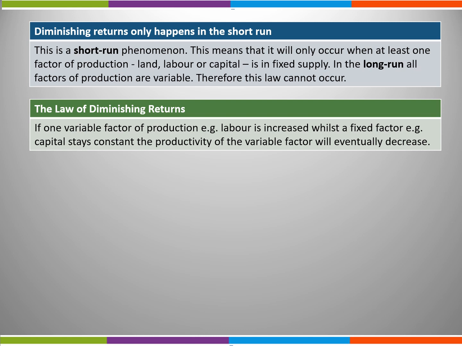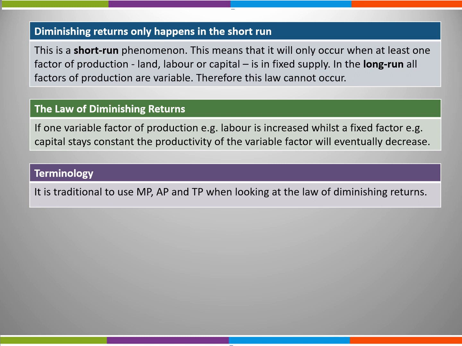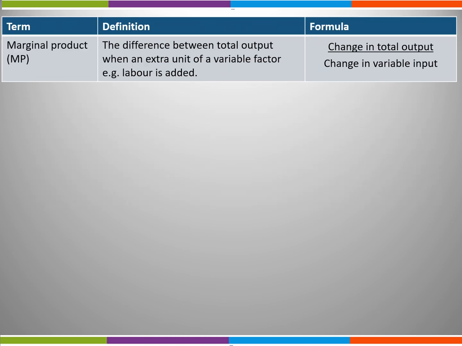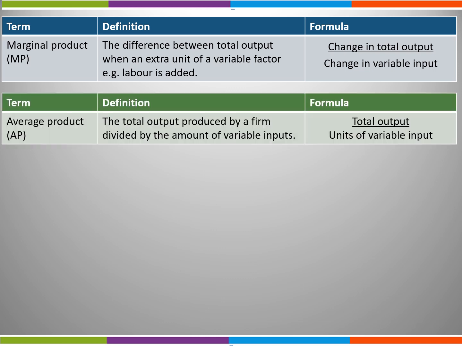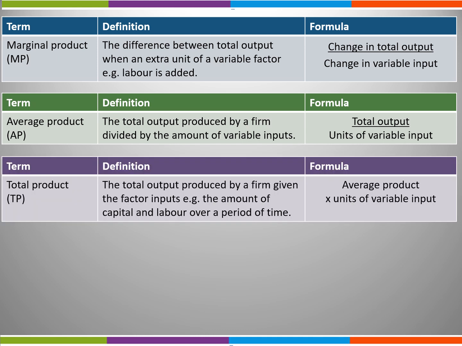It is traditional to use marginal product, average product and total product when looking at the law of diminishing returns. Marginal product is how much total output will increase when one extra unit of a variable factor, such as labour, is added. Average product is the total output that the firm produces, divided by the amount of variable inputs, such as the labour. And total product is the total output produced by the firm given the factor inputs. For example, the amount of capital and labour over a period of time.